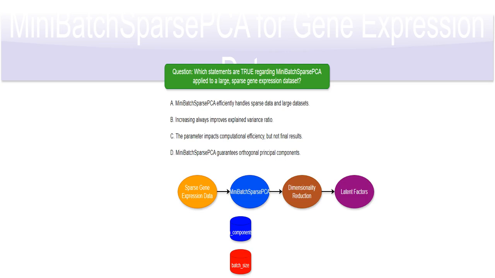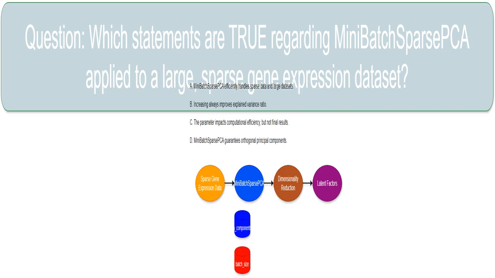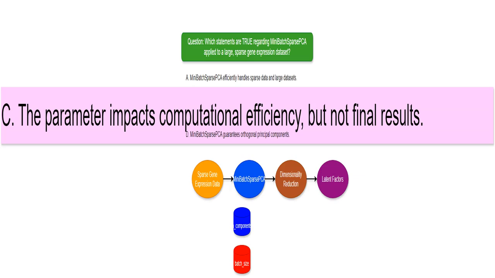I'm using MiniBatchSparsePCA, a technique from Sklearn, to analyze a huge dataset of gene expression information. It's designed to handle massive datasets efficiently because it processes the data in smaller chunks. This makes it ideal for my work. This is the core question of my quiz. I need to figure out which statements about MiniBatchSparsePCA are correct based on my understanding of how it works. My data contains lots of zeros, which makes it sparse. MiniBatchSparsePCA excels at dealing with this kind of data.